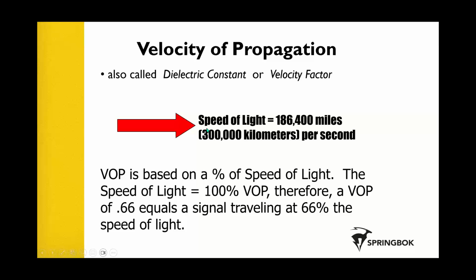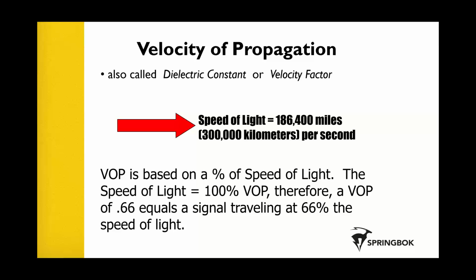If we assume that the speed of light in a sealed tube is the fastest signal there is at 186,400 miles per second, and every other signal is slower than that, all VOP does, it represents a percentage of the speed of light. So if I had an RG59 cable that had an 85% VOP, that just means a signal will travel down that cable 85% the speed of light. Knowing that that's your cable and knowing that's your VOP, punch that into your TDR. Now your cable and your TDR are speaking the same language.